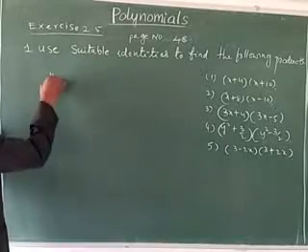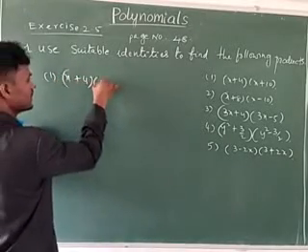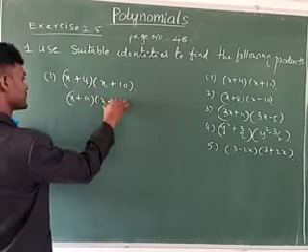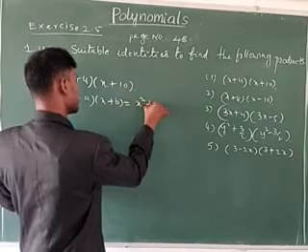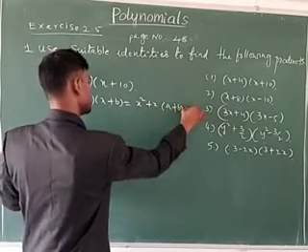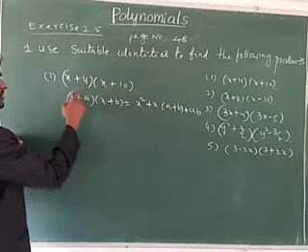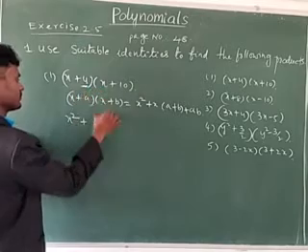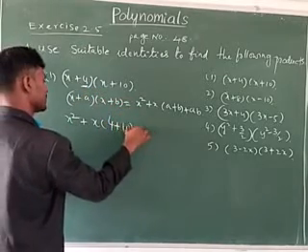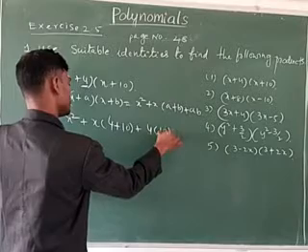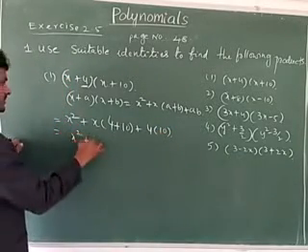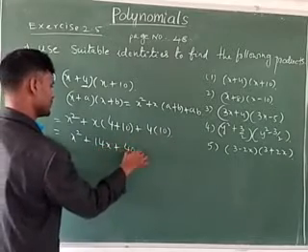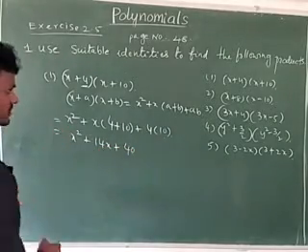Here, the first one: (x plus 4) into (x plus 10) is given. This looks like (x plus a) into (x plus b). What is the formula? x square plus x into (a plus b) plus ab. Now we substitute: x square plus x into (4 plus 10) plus 4 into 10. So x square plus 14x plus 40. This is the answer.